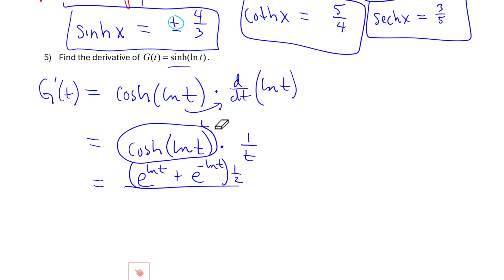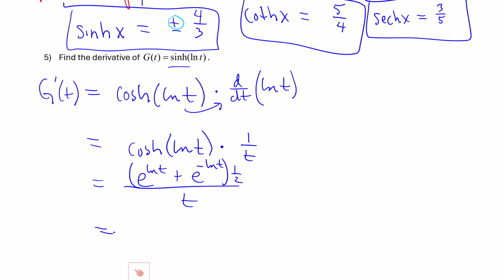So it's e to the ln t plus e to the negative ln t. And then it would be all over 2. So I'm accounting for that with a 1/2, or you could put it all over 2 as defined as well. And then that's times 1 over t. So I'm going to put that t down below. There's a couple ways to write this. I'll probably clean this up even more.